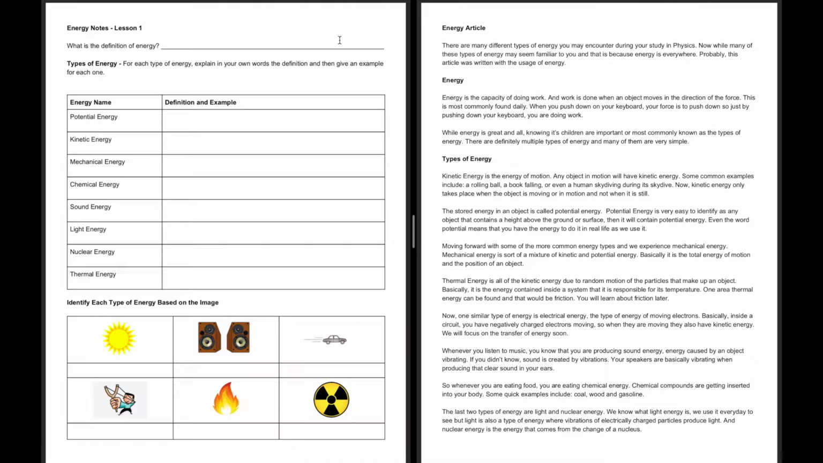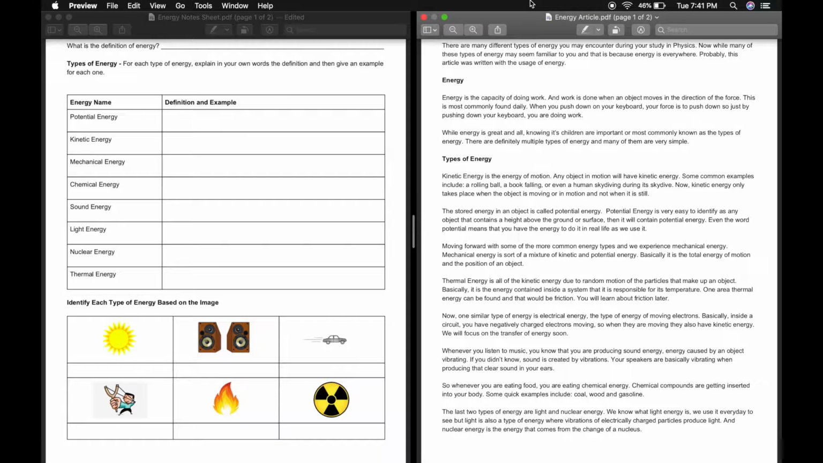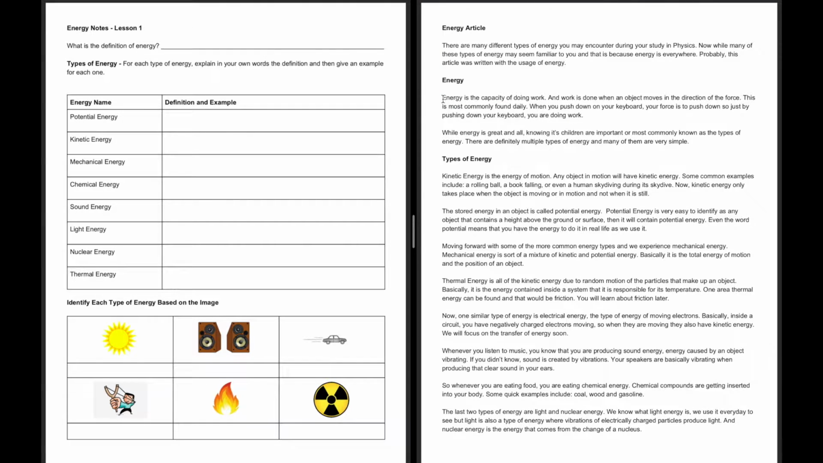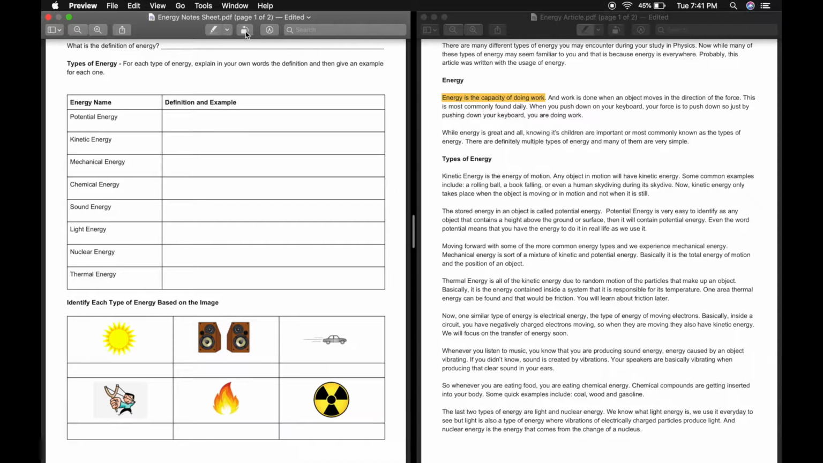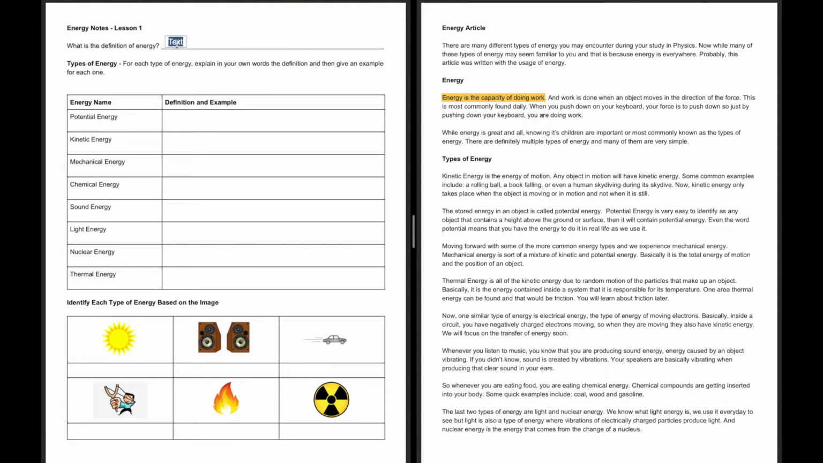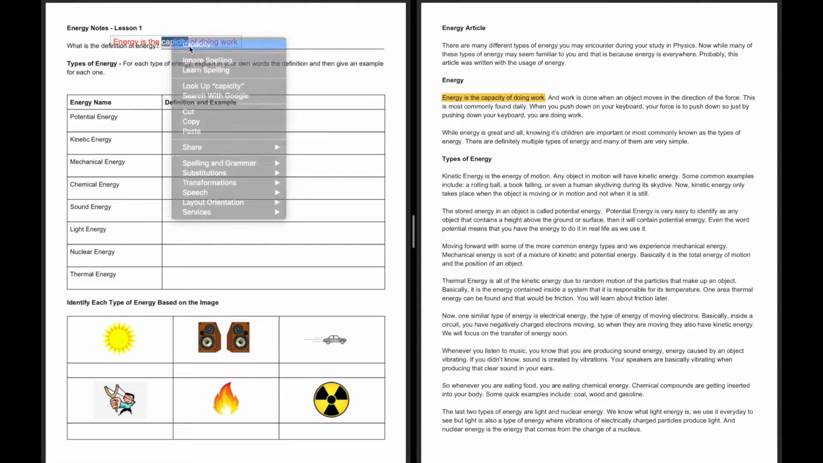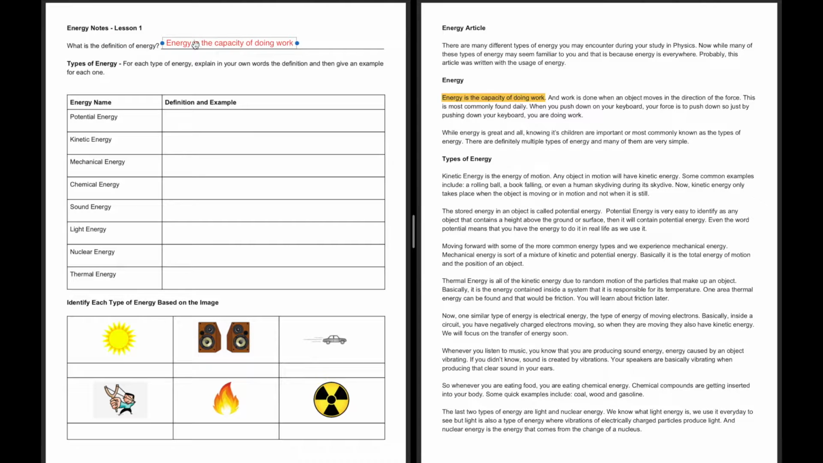So the first thing is, what is the definition of energy? Well, apparently right here, energy is the capacity of doing work. This is terrible highlighting, but still. So energy is the capacity of doing work. So if I open up the markup tools, to here, alright. So energy is the capacity of doing work. And I obviously spell things wrong. Alright. So energy is the capacity of doing work.